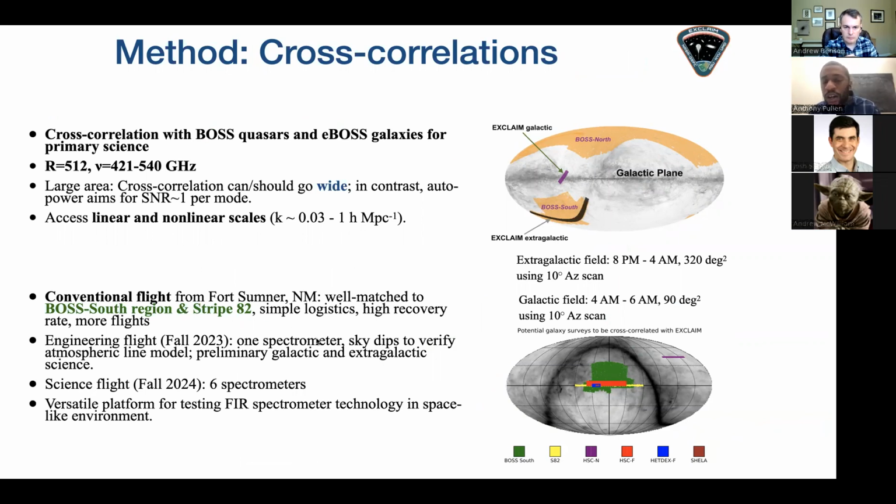It's scheduled to have its first engineering flight in fall of next year. If that's successful, that flight will include 1 spectrometer. In the following year, we'd expect to have our first science flight, which will include all 6 spectrometers.